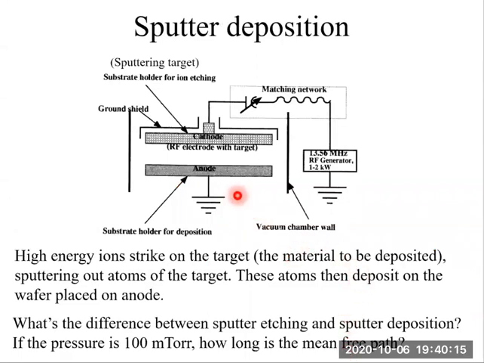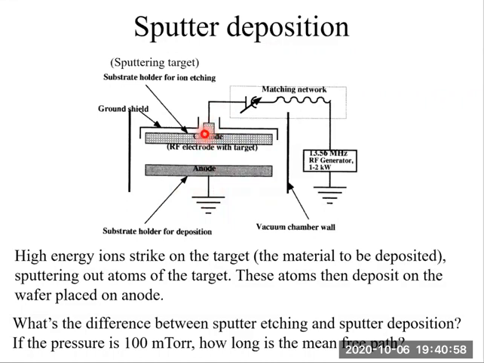Next, let's take a look at sputter deposition. This is another way to deposit thin film. We previously studied sputter etching. Sputter is used to etch, and it is very interesting to know that sputter can be used for both etching and deposition. So it is not surprising that we use the same setup for both sputter etching and sputter deposition. You probably can recall that this setup is the same as the sputter etching setup.